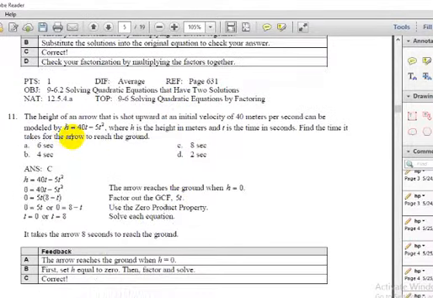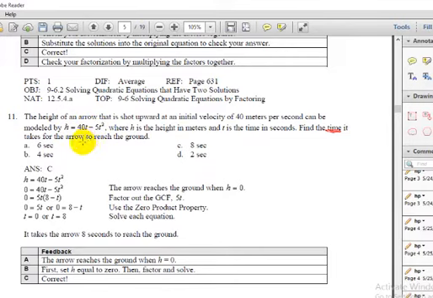So important problem. Please concentrate with me. The height of an arrow that is shot upward at an initial velocity of 40 meters per second can be modeled by, so this is my equation, height equals 40t minus 5t power 2, where h is the height in meters and t is the time in seconds. Find the time, that means find the value of t, or solve this equation to find the t.